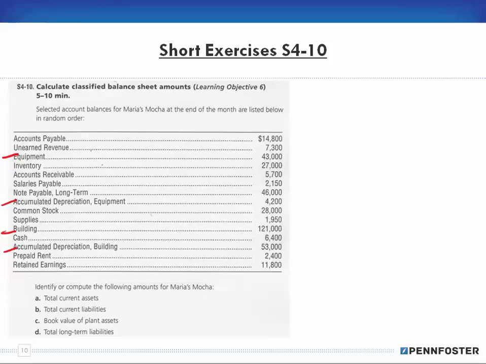And now lastly, the total long-term liability. Well, that's simply this note payable long-term liability. That's the only account. So the answer to that is the 46,000. Okay, so that's it for 4-10, and I will see you in the next video for 4-11.